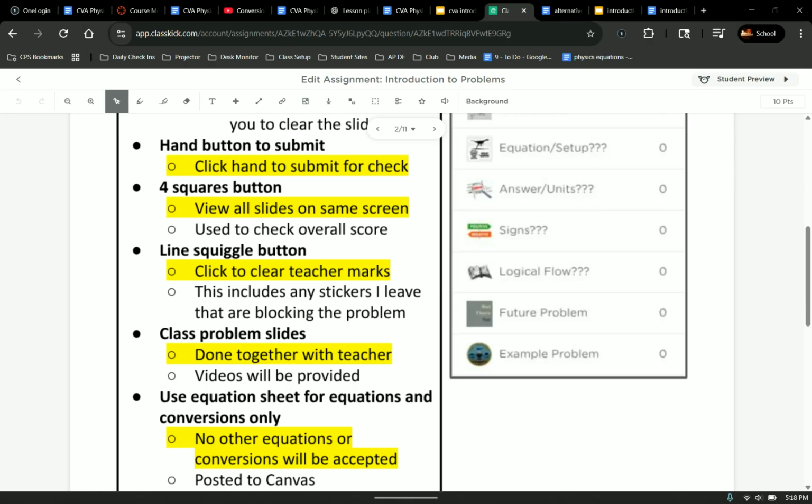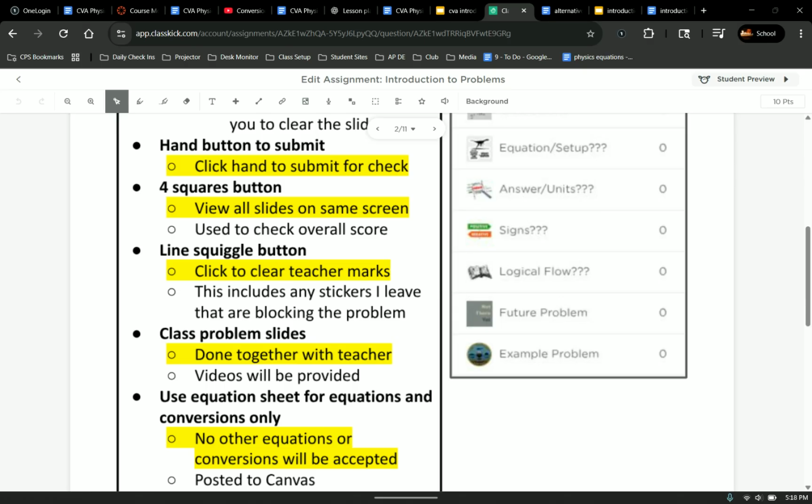The squiggle line: when I put a sticker on your slide, it will cover some of your work. Or if I leave a note for you, it might cover some of your work. So right beside the hand is a little squiggle symbol. You click that and it'll clear the screen of anything that I've done on your slide. Now, if I've done it on the edit slide, that's permanent. That's not going anywhere. But if I wrote just on your individual slide, especially the stickers, you can clear those out so you can actually see the problem.